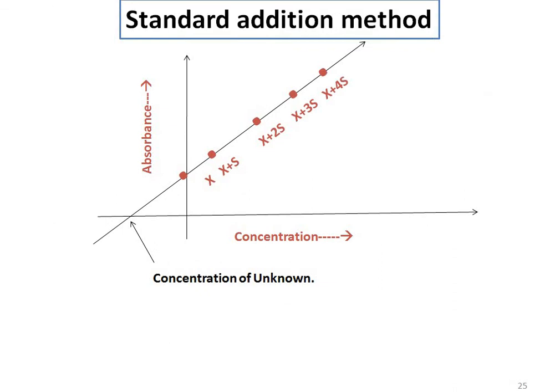So this is the standard addition method graph in which we take absorbance on the y-axis and concentration on the x-axis. These are the points for x, x plus s, x plus 2s, x plus 3s, and so on. And when we extrapolate the line, then this is the point for the concentration of unknown. So this is all about the principle, instrumentation and application of atomic absorption spectroscopy.